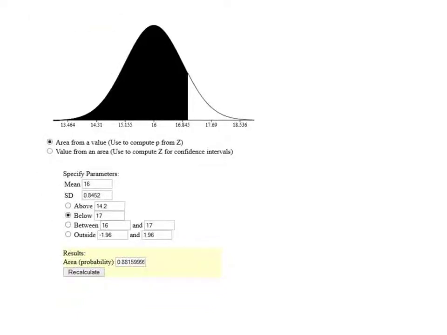Again, for part C, they wanted to know below 17. I left everything the same and just selected below 17, and it graphed it so I knew I was looking at the right area, and that's that probability. And it's that easy, okay? The thing you've got to remember to do is to convert that standard deviation to represent these different sample sizes.